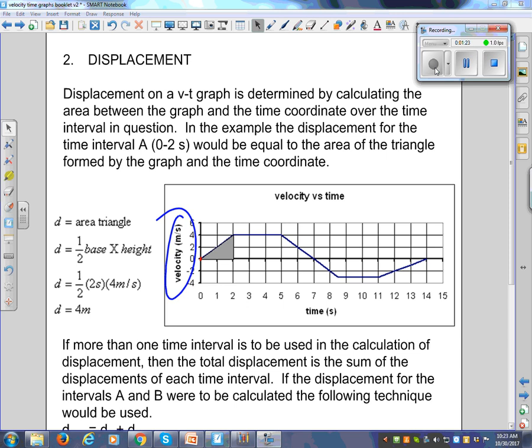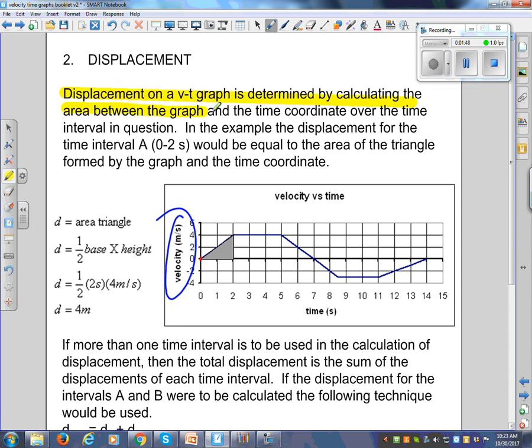So, as I was saying, you need to ensure that you know what kind of graph you're dealing with, because what kind of graph you have determines the steps that you have to proceed with for a certain question. Alright, so the rule is this. Displacement on a VT graph is determined by calculating the area between the graph and the time coordinate over the time interval in question. That's the main line right there.